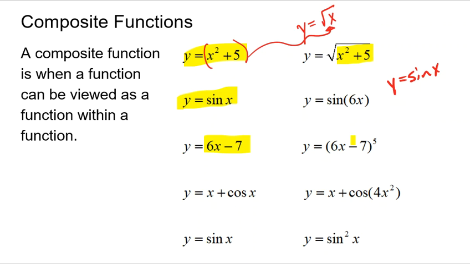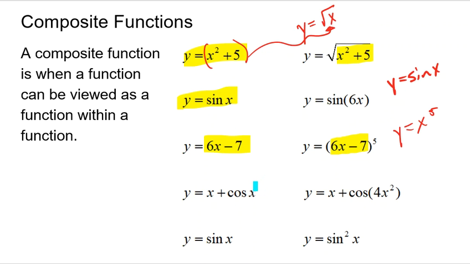Here's another one, 6x minus 7, a pretty standard linear function. But imagine we take that function and put it into another function, x to the 5th. In this scenario, our parent function is x to the 5th, and we put 6x minus 7 into that function. Again, composing. We've talked about this a while ago.